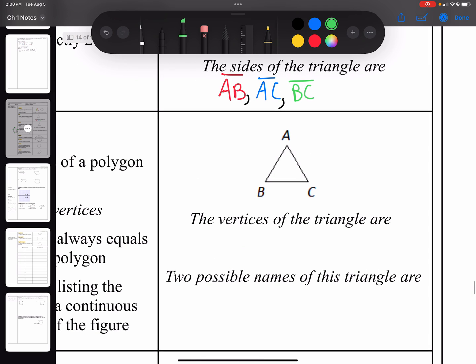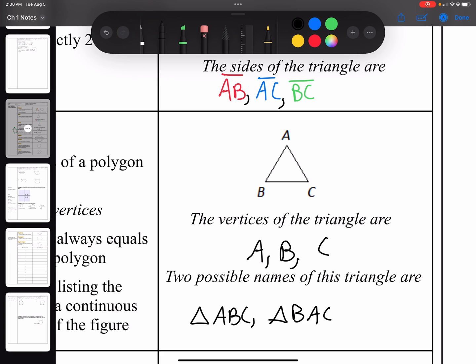So the vertices of this triangle are the points A, B, and C. Now, 2 possible names. Now, we're going to get more into naming triangles later, but there's actually a little triangle symbol. You put that down first, and you list in any order. We could call it ABC. We could call it BAC. It doesn't matter as long as you follow continuous path. ABC, or you could say like BAC. There you go.